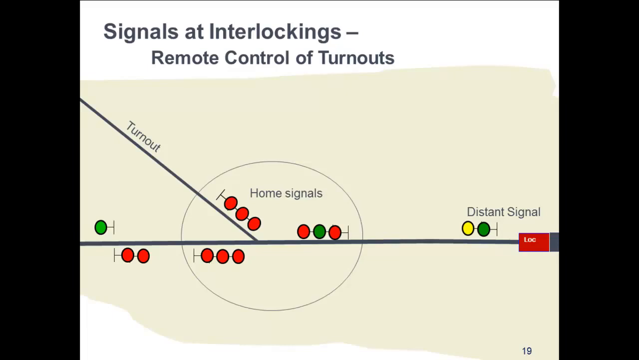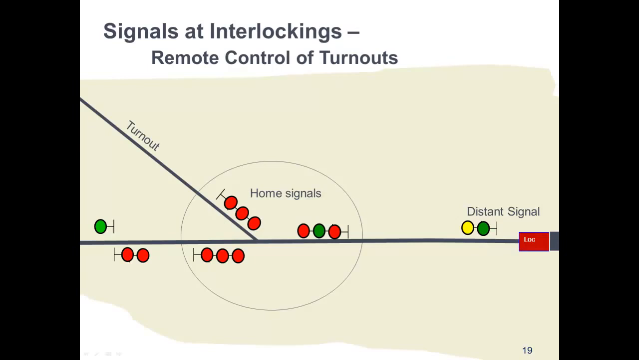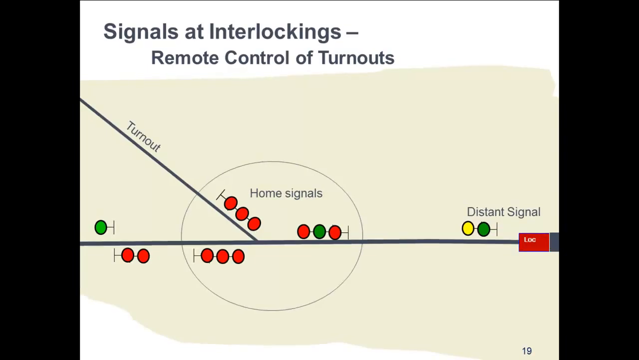Here's the sequence. The dispatcher identifies the route. If the route is a turnout, the dispatcher throws the switch, then requests the home signals be cleared. If the route is straight through the interlocking, he or she requests the home signals be cleared. The dispatcher requests that the signals be cleared only when a movement through the interlocking is imminent. The dispatcher tries to have the signals cleared about 4 to 5 minutes before the train gets to the interlocking.